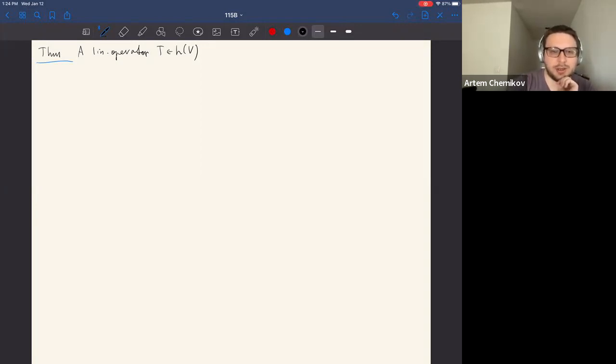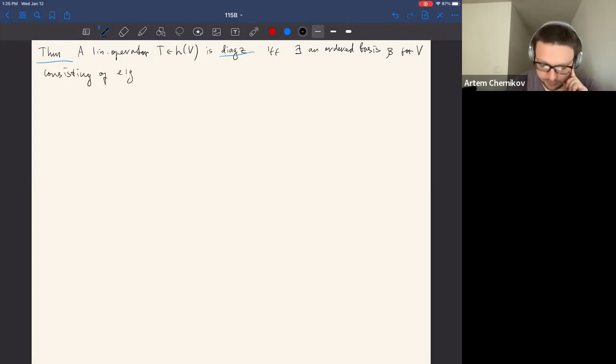So theorem: we say that the linear operator T on V is diagonalizable (let me write diag for brevity) if and only if there exists an ordered basis beta for V which consists of eigenvectors for T. So these two things are equivalent.